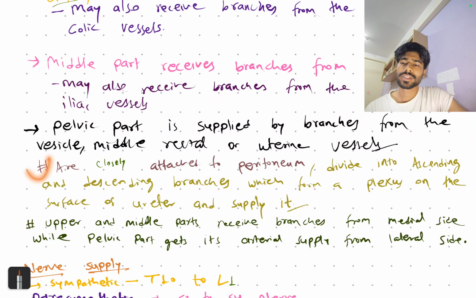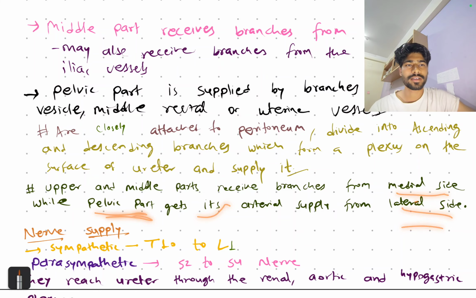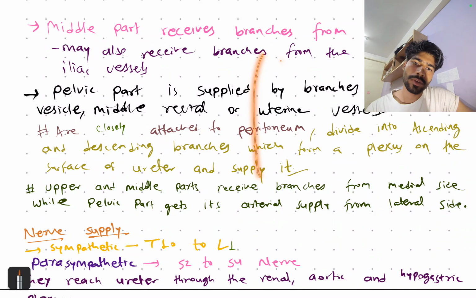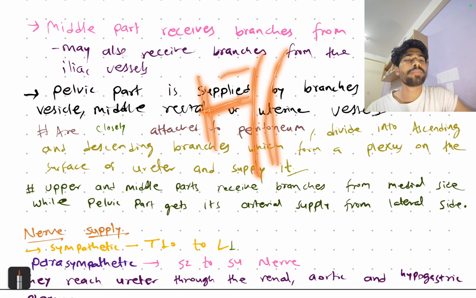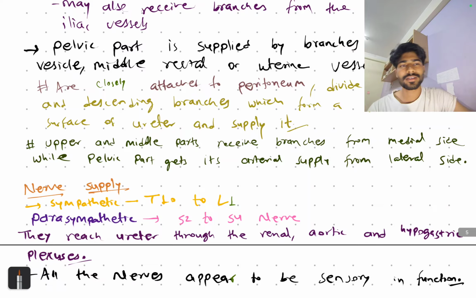And there are some notes which you may remember. The ureters are closely attached to the peritoneum, and these arteries divide into ascending and descending branches which form a plexus on the surface of the ureter and supply it. The upper and middle parts receive branches from the medial side, while the pelvic part receives arterial supply from the lateral side. So see, this was the ureter. The upper and middle parts get branches from the medial side, but the lower portion gets branches from the lateral side. These are some basic things which you may remember.